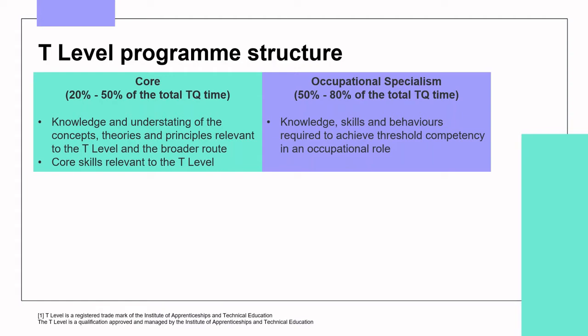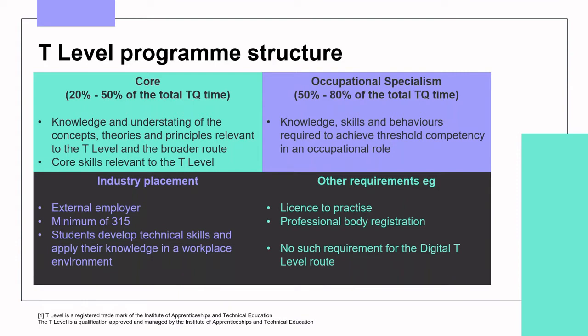Now, this is a summary of the general structure of a T-level program. The awarding organization is responsible for the technical qualification, or TQ, and for the assessments. And this is composed of the core content for the T-level pathway and the occupational specialism content for that T-level pathway. But there are other requirements to obtain a full T-level, beginning with an industry placement, which is a minimum of 315 hours. And some other requirements, such as license to practice qualifications, being registered with a professional body, etc. Our digital T-levels don't have any of these requirements, though.